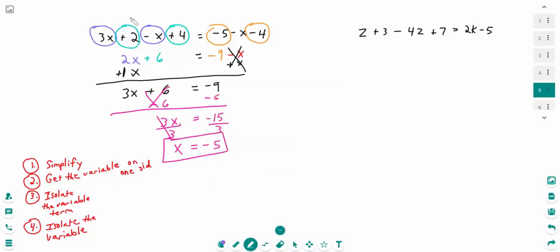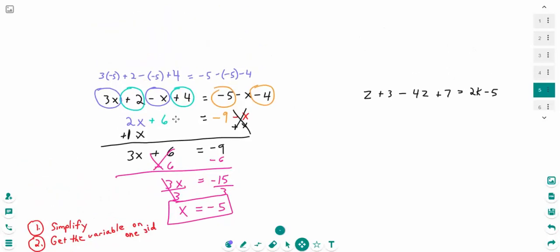And we'll do a quick check here. So if I plug in negative 5 for all my x's, 3 times negative 5, plus 2, minus another negative 5, plus 4, plus 4, equals negative 5, negative, and then I've got another negative 5 for that x, minus 4. Okay, so looking at it that way, I've got a 3 times a negative 5, and I'm going to make a little more room here, I think, if I can.